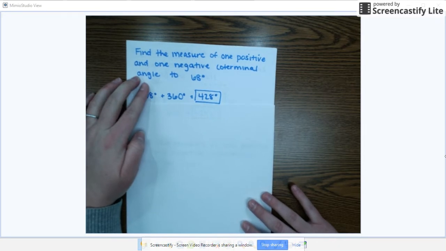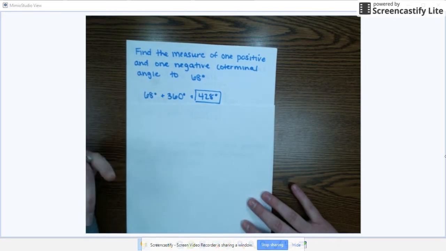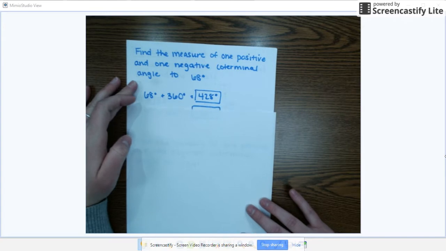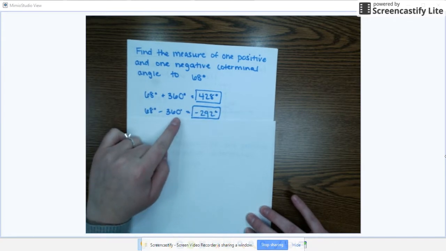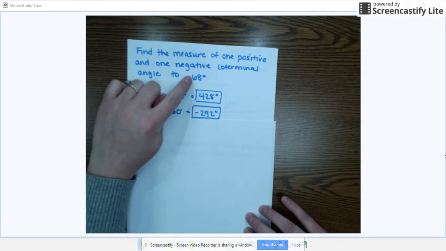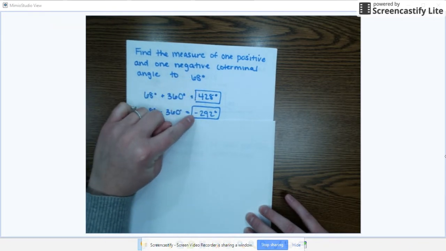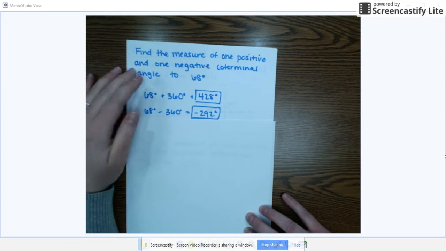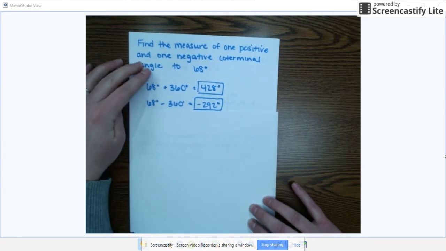For a negative coterminal angle, instead of adding that 360, you're just going to subtract that 360 because you're going in a negative direction. So 68 minus 360 degrees would give you negative 292. So all three, 68, 428, and negative 292, are all coterminal angles because they all have the same terminal side.